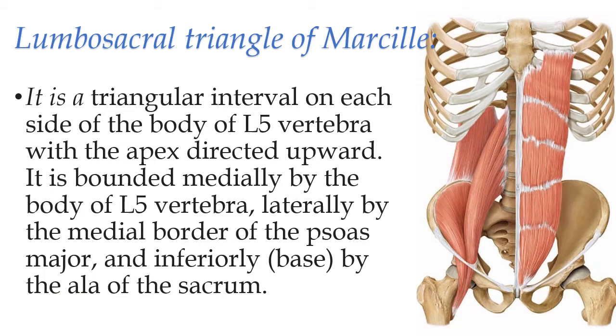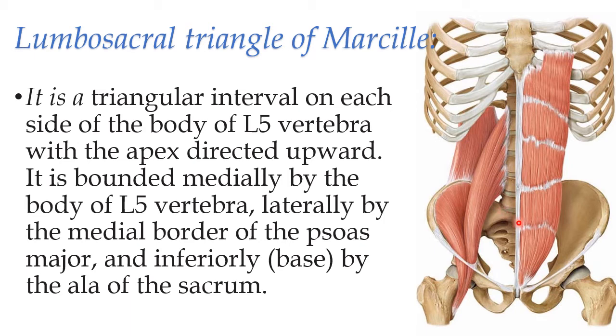Then moving to the important triangle called the lumbosacral triangle of Marcille. So what is this lumbosacral triangle of Marcille? It's a triangular interval on each side of the L5 vertebra. Can you find this L5 vertebra over here? On each side of the lumbar vertebrae, you can identify the triangular shaped interval, and the apex is directed upwards.